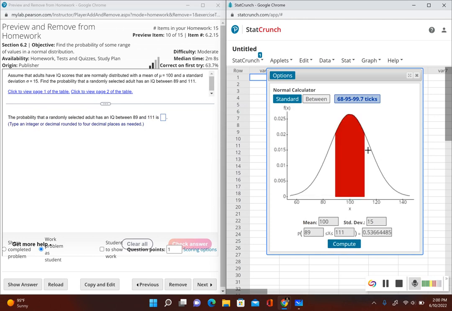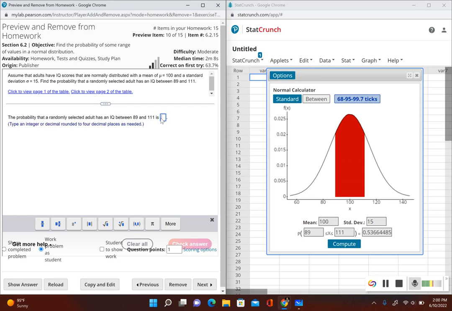And if I click on compute, this gives me what the area is between those two IQ scores, which is also what the probability would be. So let's go ahead, it says round to four decimal places. So the probability here would be 0.5366.